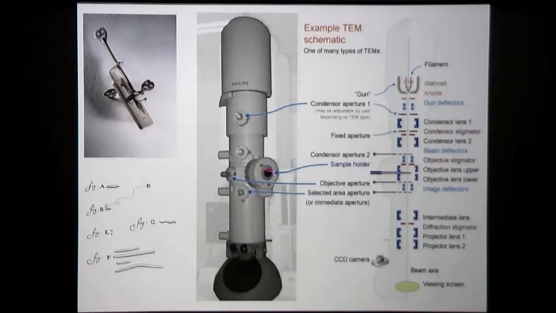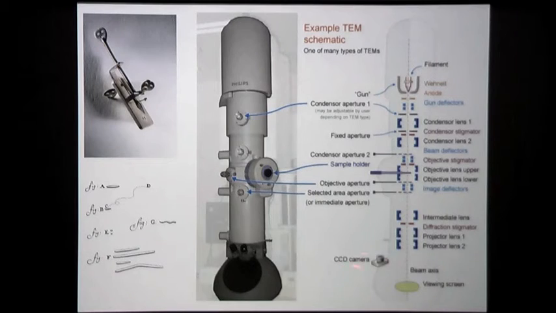The sample holder is inserted here on the side with your specimen grid in here, and then the objective lens and the intermediate and projector lenses produce a magnified image of the specimen here on the viewing screen, which you can then, as in the old days, record on photographic film, which was a very good recording medium, but is now being superseded by CCD cameras and direct electron detectors, as you'll hear a lot more about in the course.